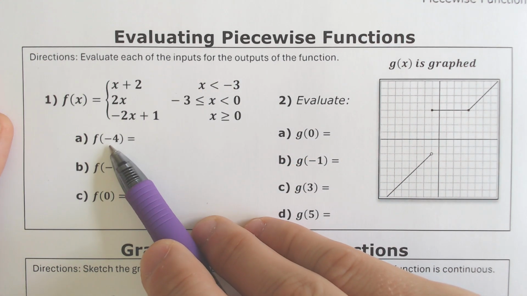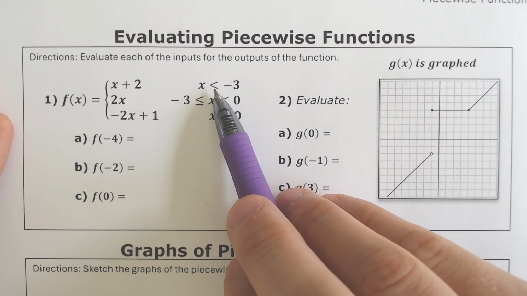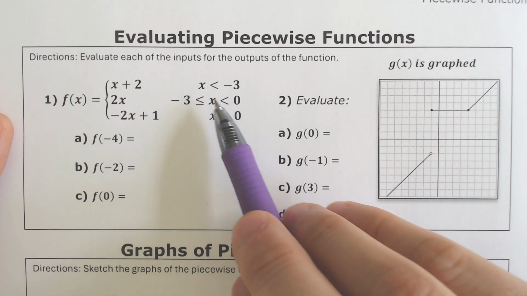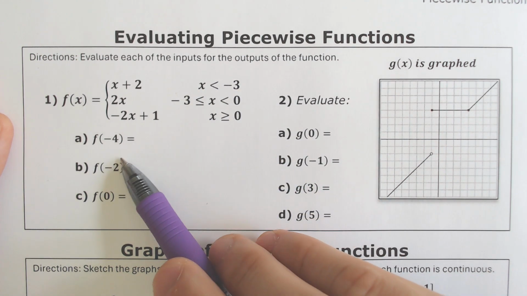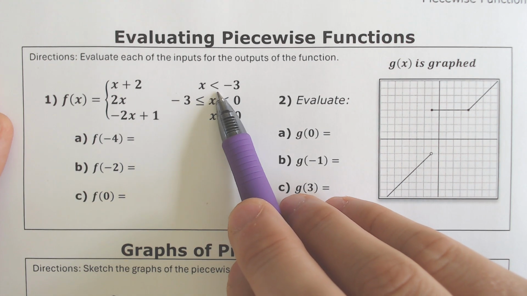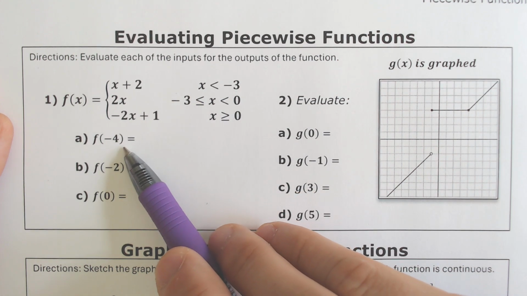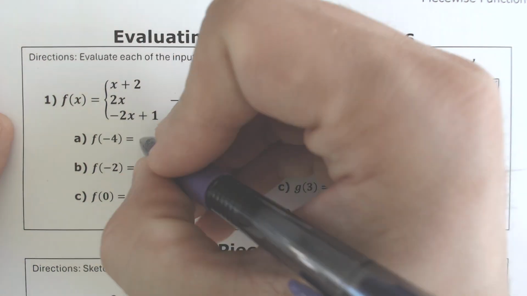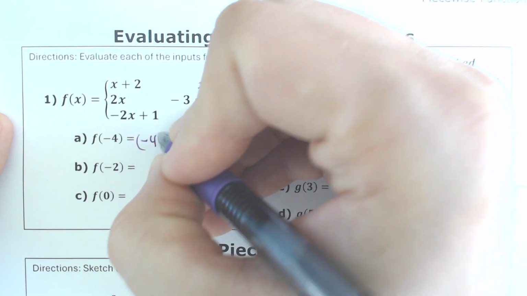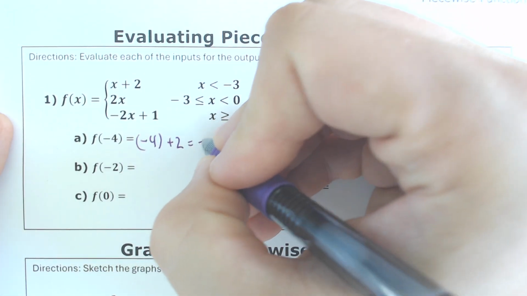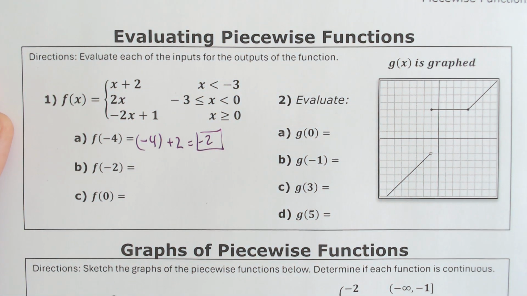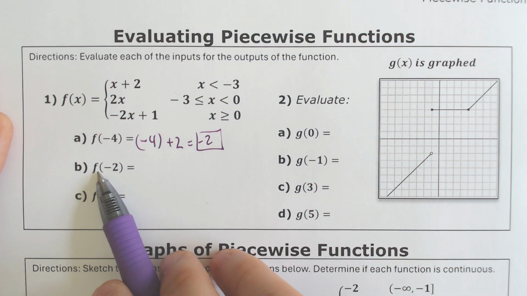If it's negative 4, is it less than negative 3? Is it in between negative 3 and 0, or is it bigger than 0? Well, negative 4 is less than negative 3, so that means that we should be plugging negative 4 into the top function. So this is going to be negative 4 plugged in plus 2, which means f of negative 4 equals negative 2.